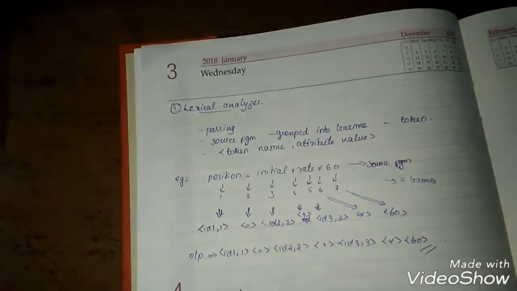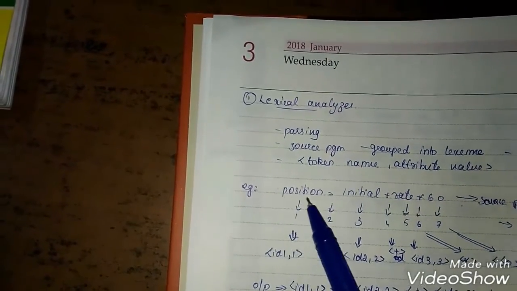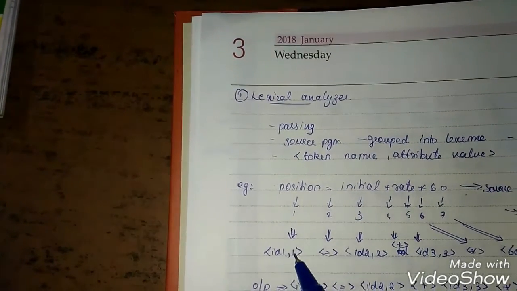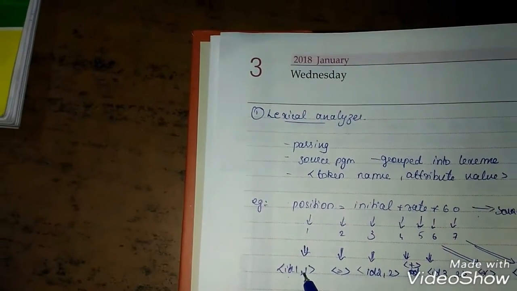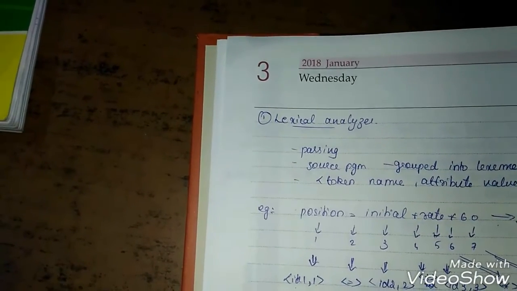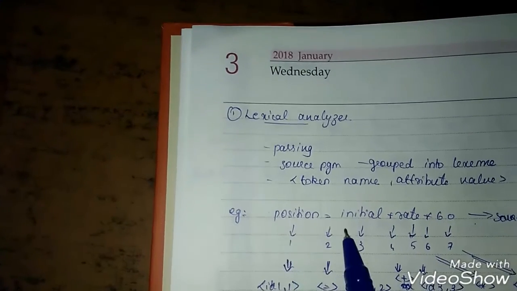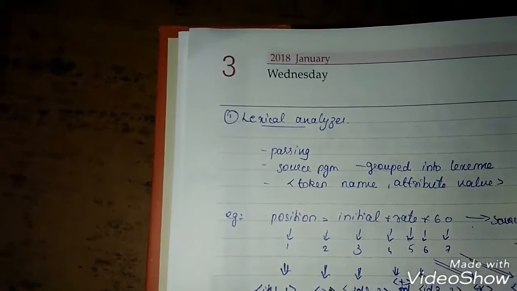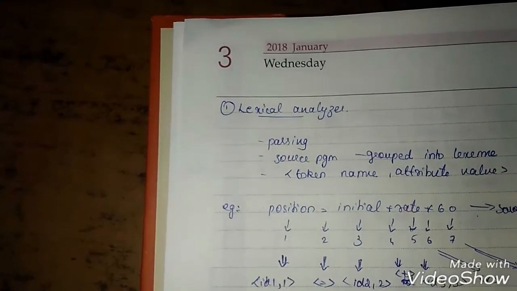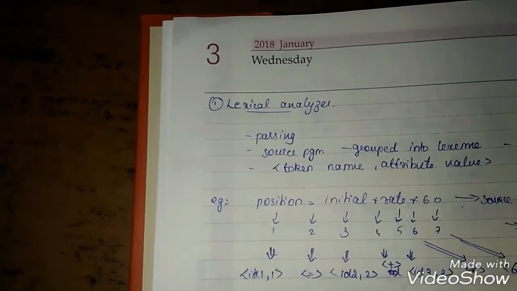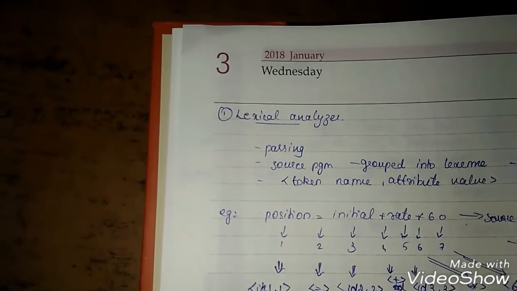And how do we show this in terms of tokens? Position would be written as id 1, 1, where id is the token name of position and 1 is the attribute value, which serves as the index to the symbol table. id 1 means position is an identifier. Equal to is an assignment operator, and it does not need an index value into the symbol table. Therefore, the attribute value of that token can be discarded here, and only the token name is included.